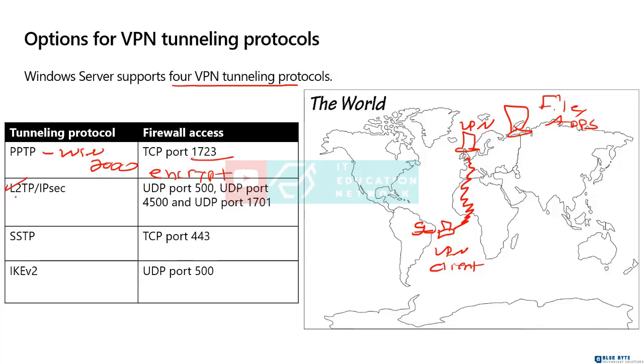The other common protocol we have is Layer 2 tunneling protocol over IPsec. This was the standard for many years. You just needed to run Windows XP. Now this uses a few ports. It used UDP port 500 and UDP port 4500. These 2 ports are actually for IPsec.